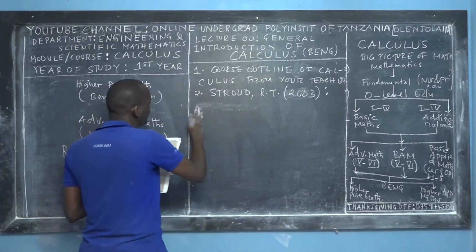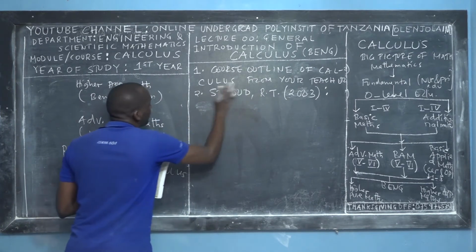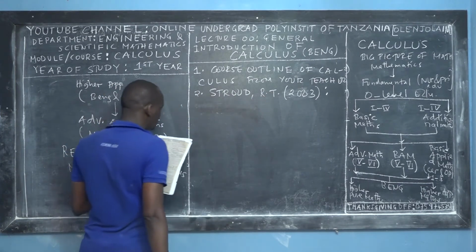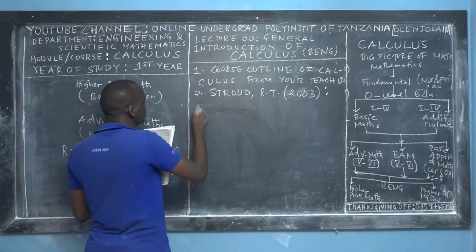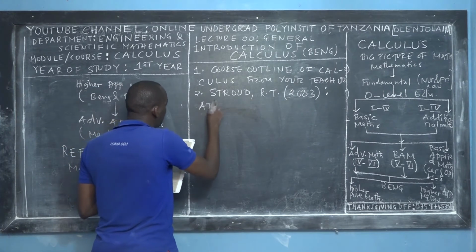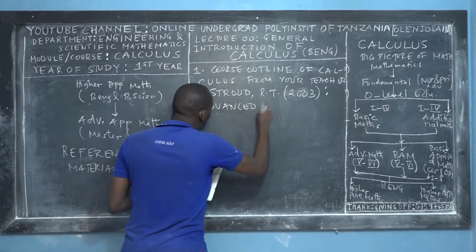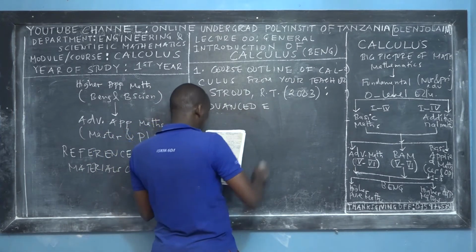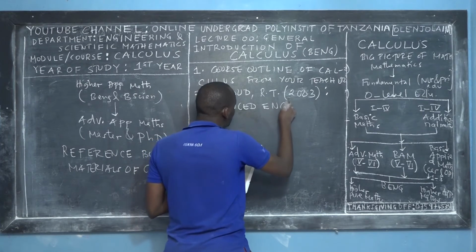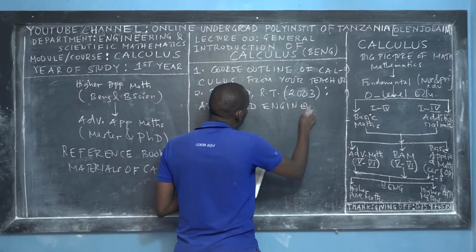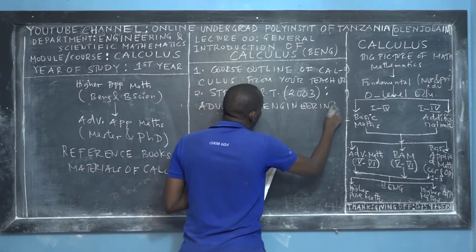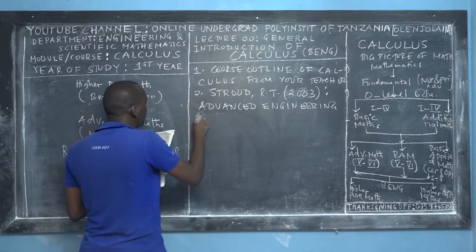So let me write it in chronological order. The book is called Advanced Engineering Mathematics.